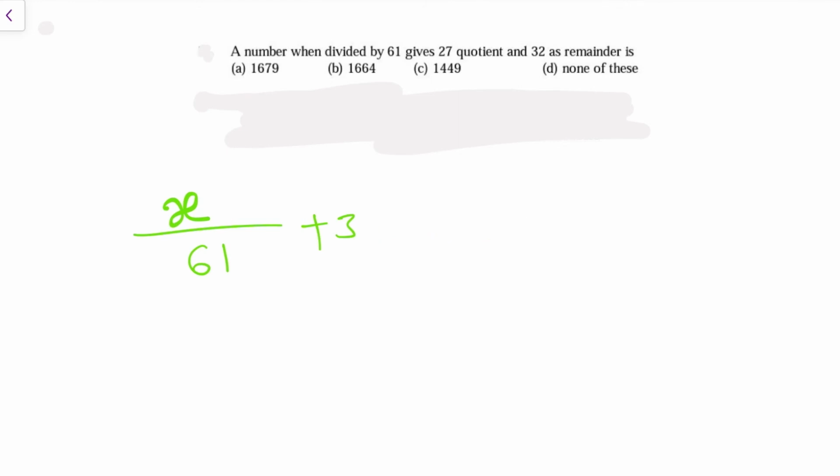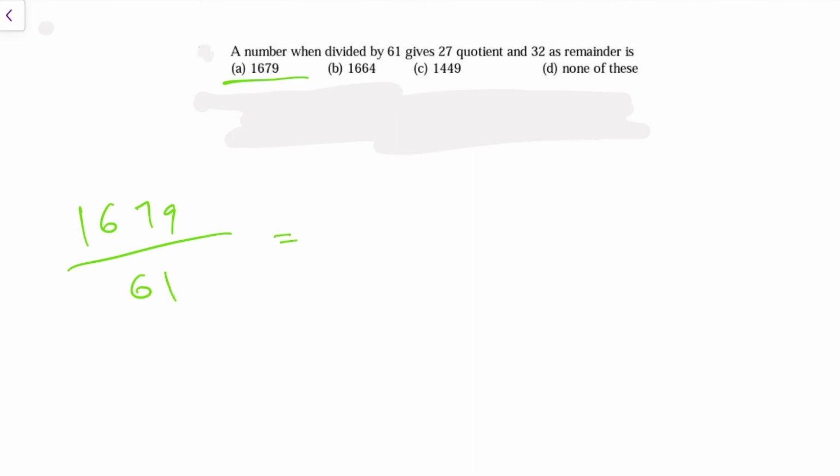Otherwise, I think it is better to use the options. Okay, observe here. A number when divided by 61. So first I am taking 1679 and I will divide with 61. We are getting the quotient as 27.